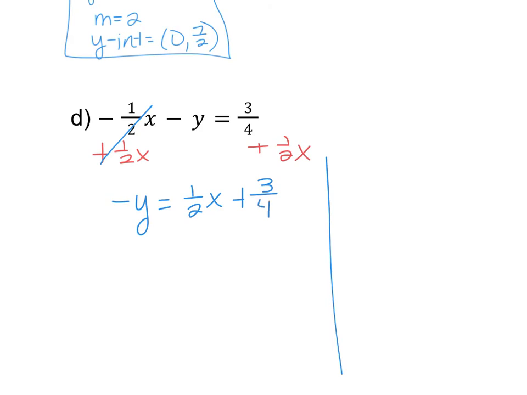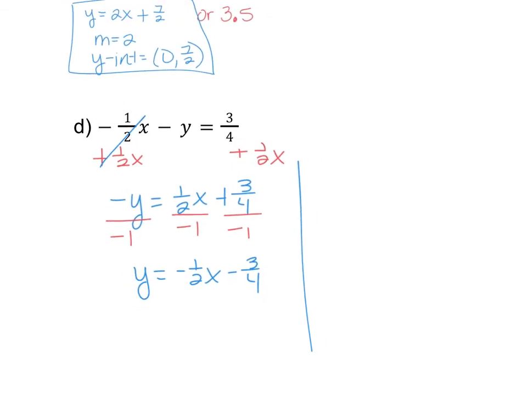Is the y by itself? No, it's really close, almost. So, how do you get rid of a negative touching a y? Well, it's negative times y, so you've got to divide by negative 1. Let's write it this way. Okay, so negative y divided by negative 1 is y. 1/2 x divided by negative 1, that just turns it negative. And same with the positive 3/4. When you divide it by negative 1, it just turns it negative. Okay, that is one way to do it.